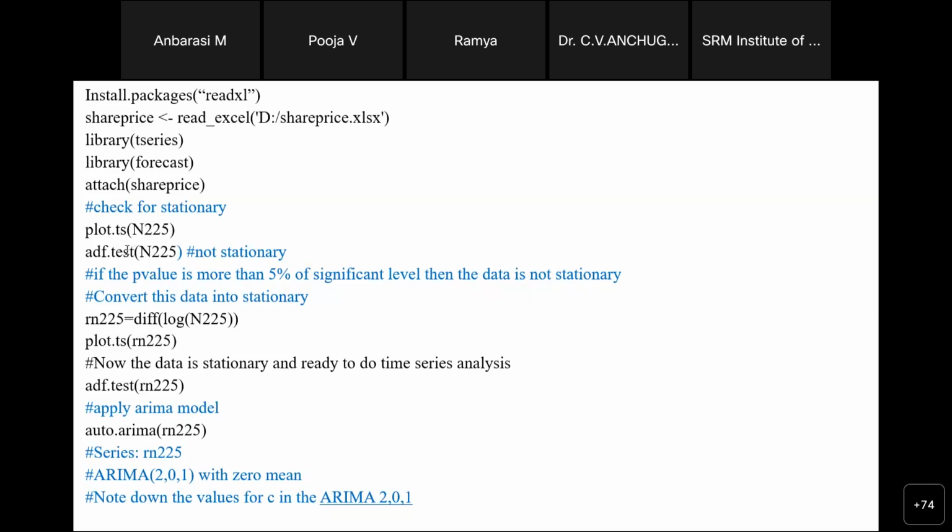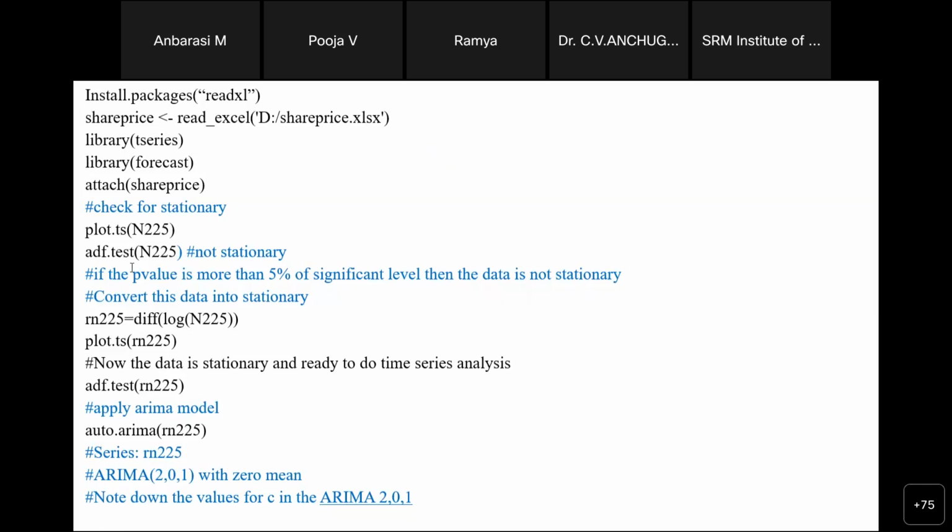So after converting into residual, first we will check it out. When you see this ACF, when you observe all the lags, all the values are less than 0.1. Okay, so no problem for this, and there is no correlation.